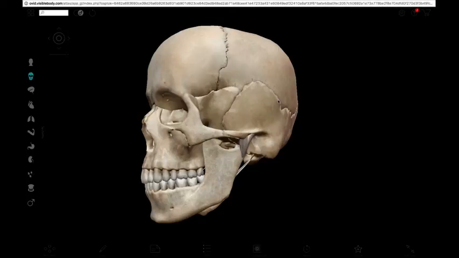Okay. All right, guys, that's pretty much it for the skull. And now, when you go to your next video, we'll be looking at parts of the vertebral column and other structures. Okay?